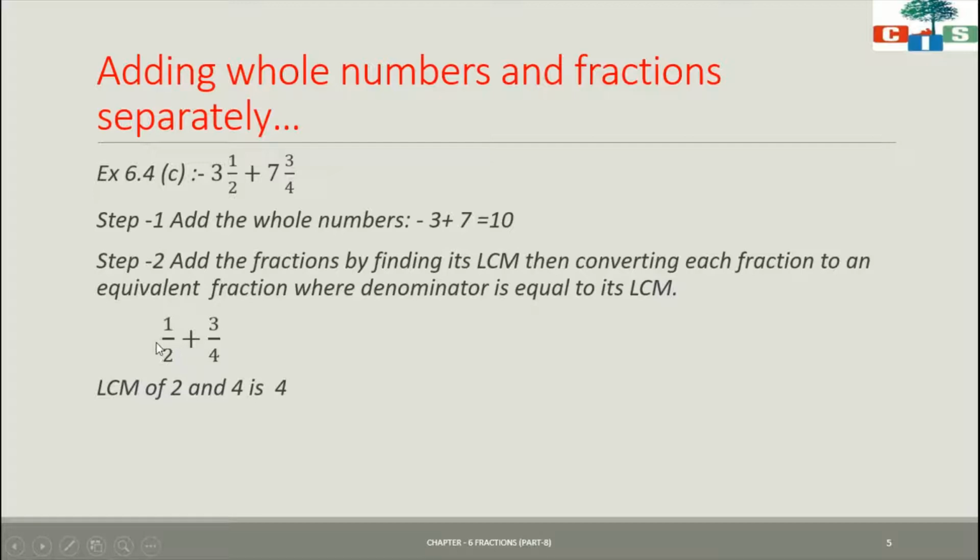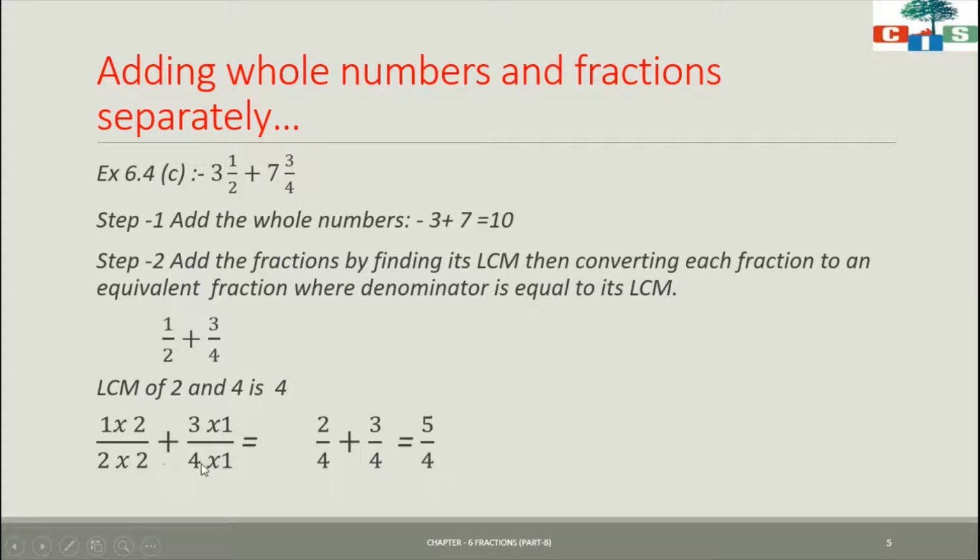Okay. So scholars, with what number will you multiply 2 so that you get 4? We know that when we multiply 2 with 2, we get 4, right? Since we are multiplying the denominator with 2, we have to multiply the numerator also with 2 to get an equivalent fraction. Yes. So we'll multiply numerator and denominator by 2. Okay. Now we'll take the next fraction, which is 3 upon 4. Now scholars, here we can see that we have denominator as 4, which is equal to its LCM. Okay, so we don't have to do anything.